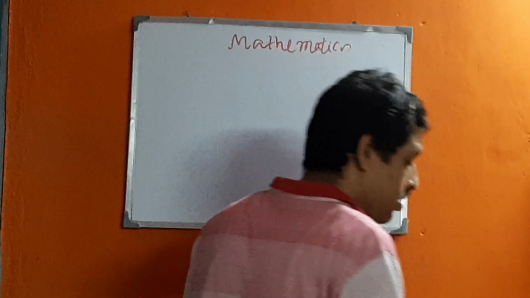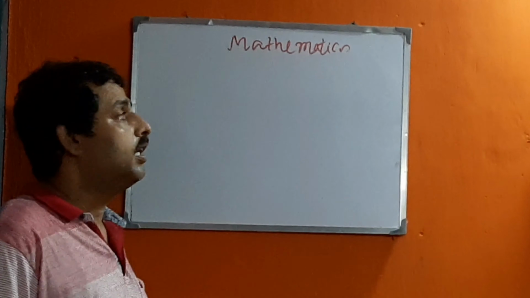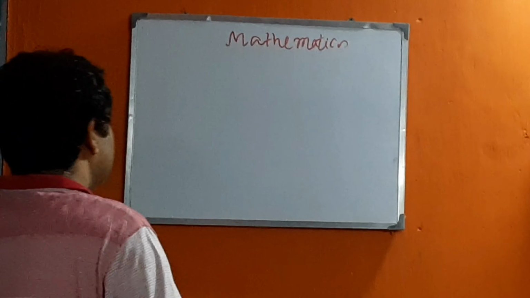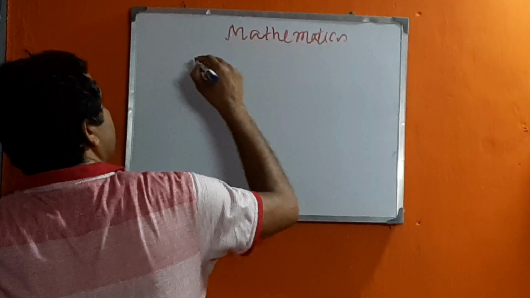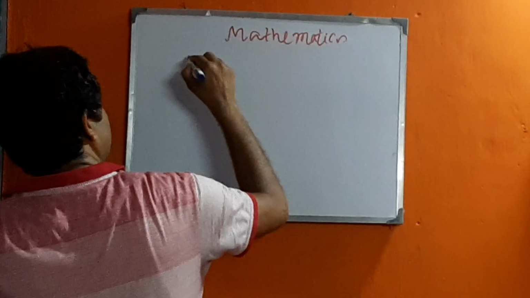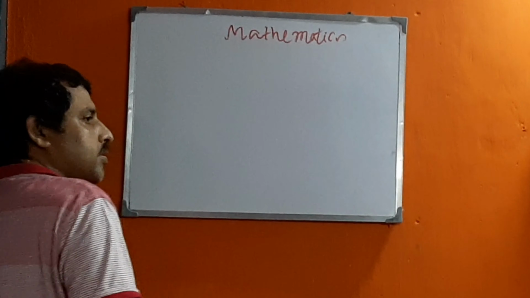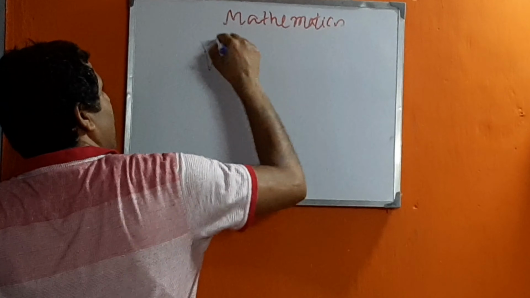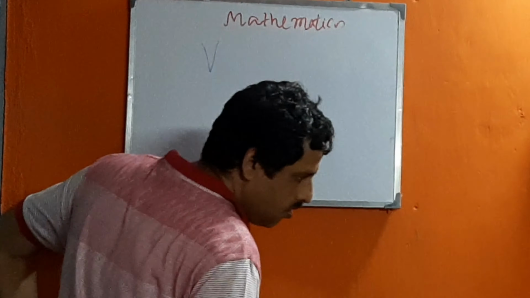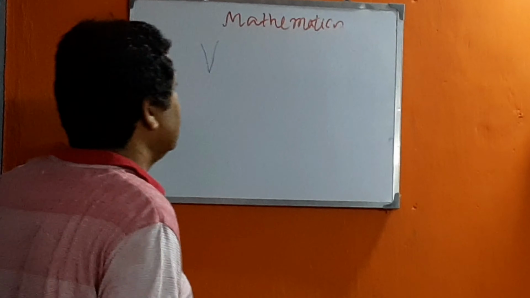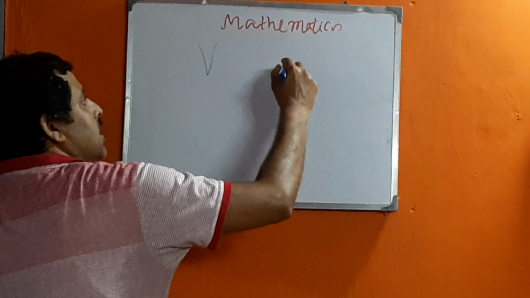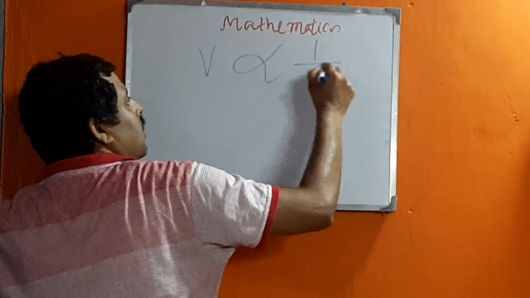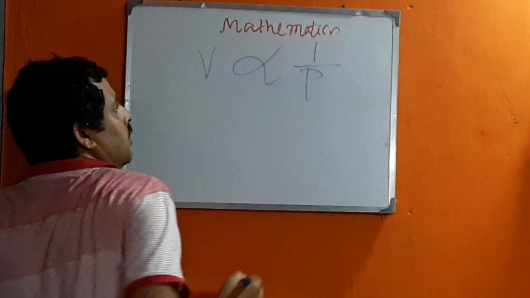Direct proportion and inverse proportion. Suppose in physics we have studied that the volume of a substance is inversely proportional to its pressure, that is, proportional to 1 by P.